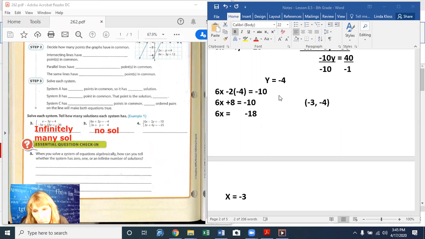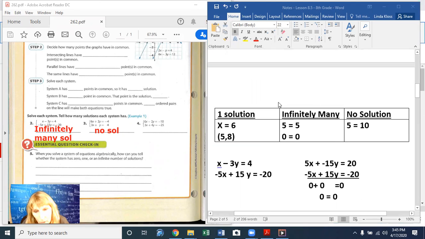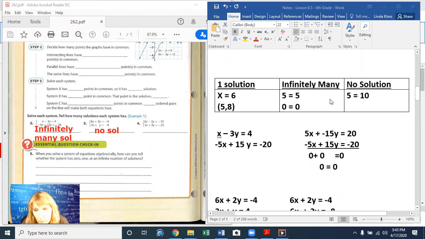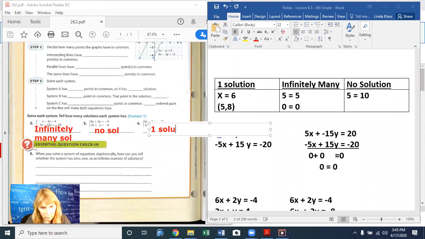Okay, so if I go back up here, how many solutions did we have? Well, we didn't end up with a number equaling a number. We didn't end up with a false statement. So one solution. So the last system has one solution. Number 5, when you solve a system of equations algebraically, how can you tell whether the system has 0, 1, or an infinite number of solutions? I would point you back to the chart.